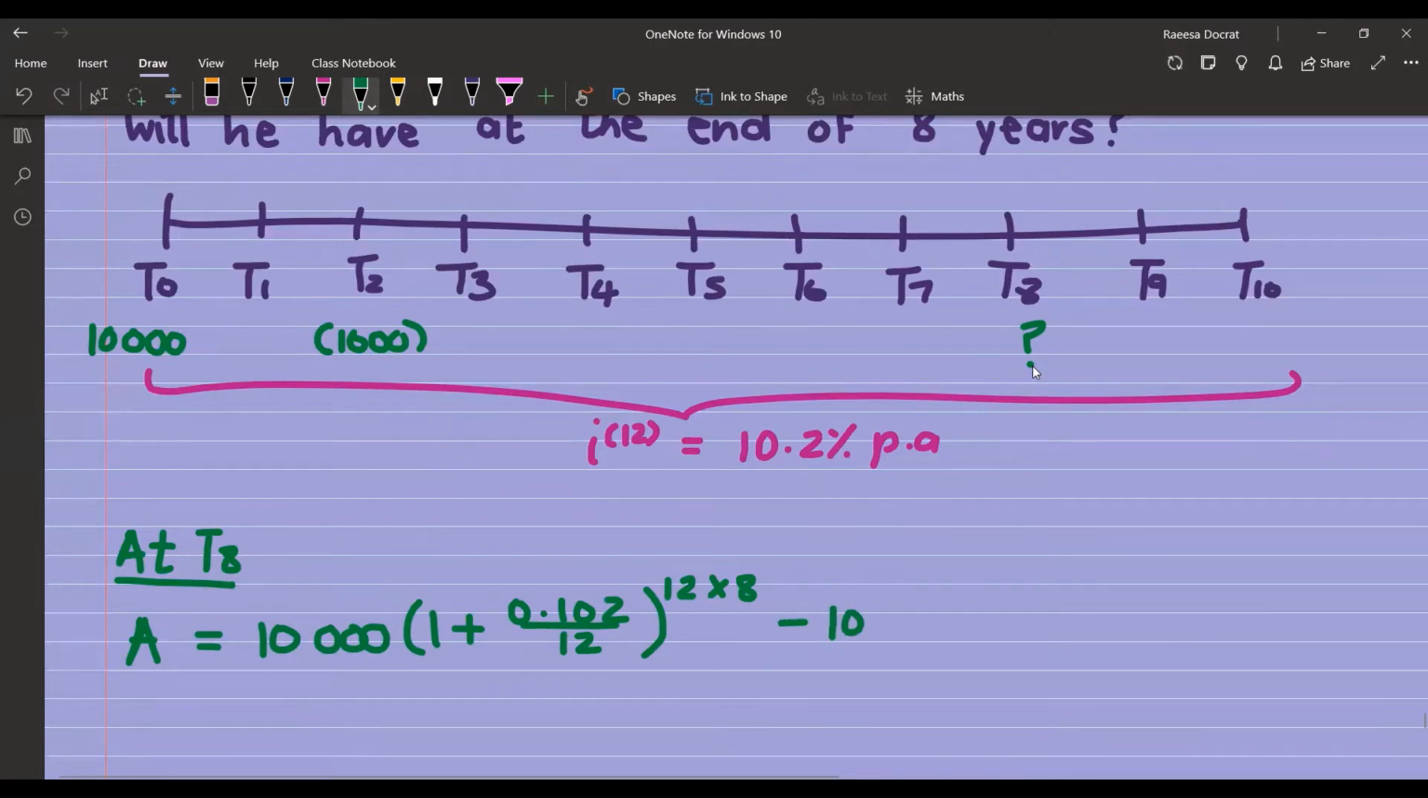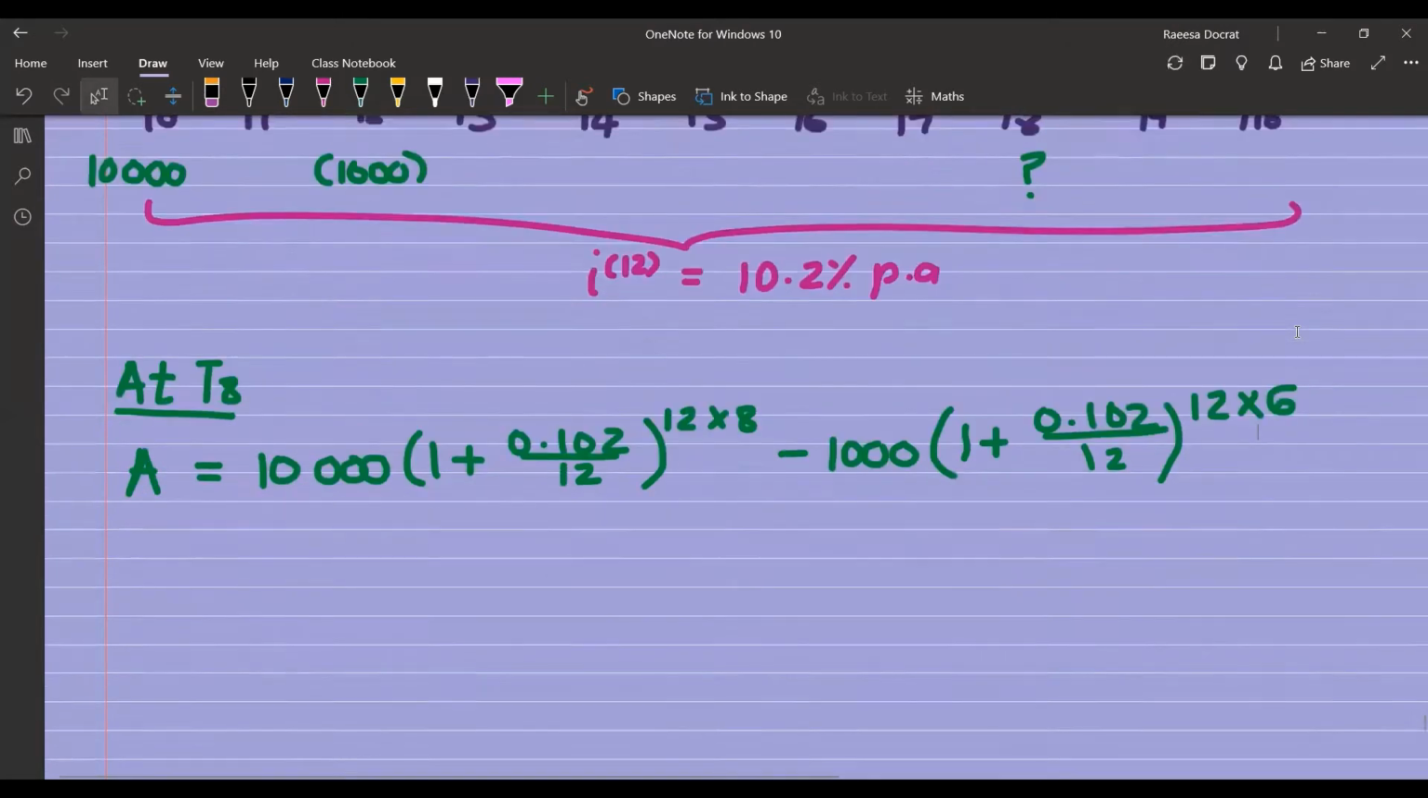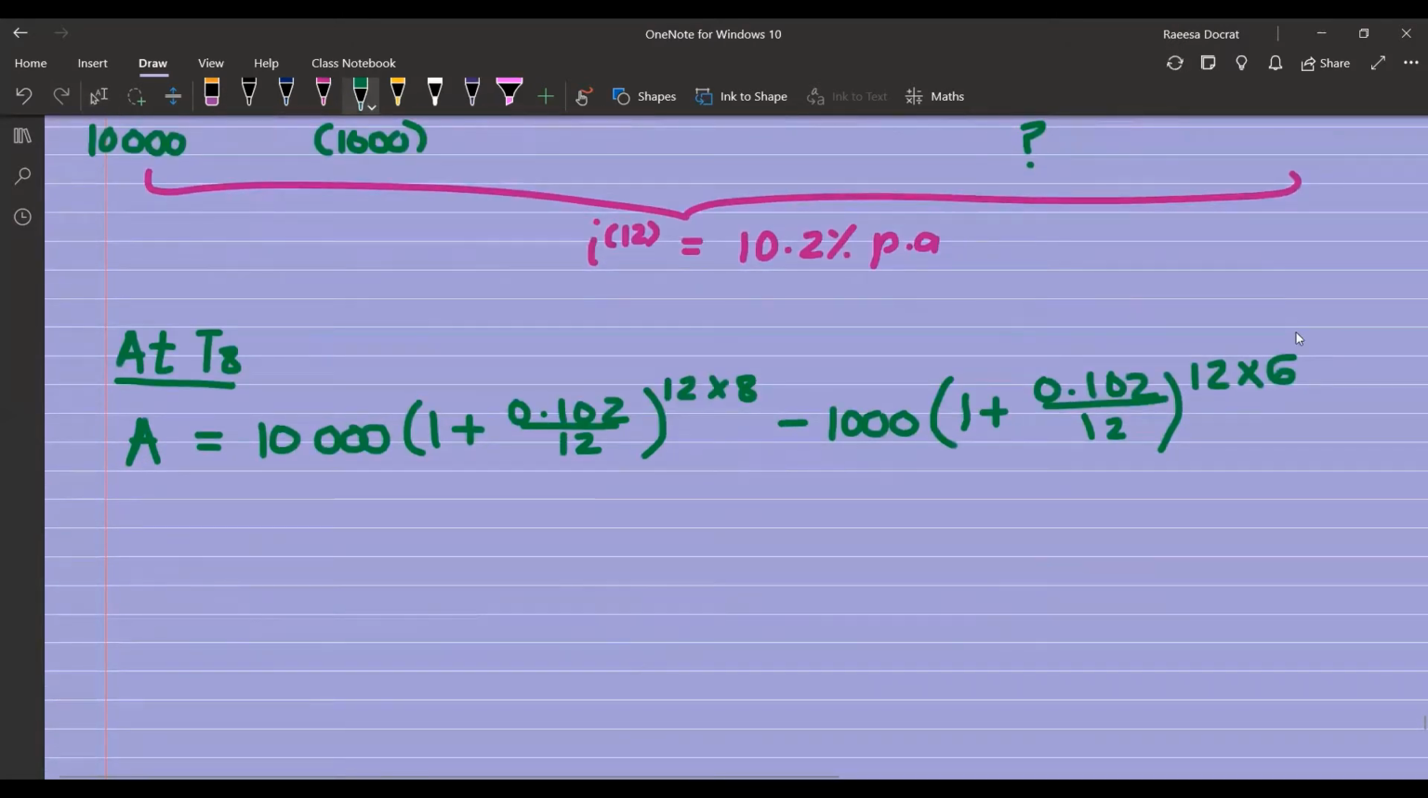Then he withdraws 1,000 Rand, and we have to take out the 1,000 Rand with the interest it would have accumulated. So 1 plus 0.102 over 12 to the power of 12 times, and the number of years that the 1,000 Rand would have accumulated interest for was 6. So the 1,000 Rand has already accumulated 2 years interest. So we need to remove the 1,000 Rand with the 6 years it would have accumulated. So let us then calculate this. You can then just simply type this into your calculator for the answer. If you want to, you can simplify further before that, but it's not necessary.